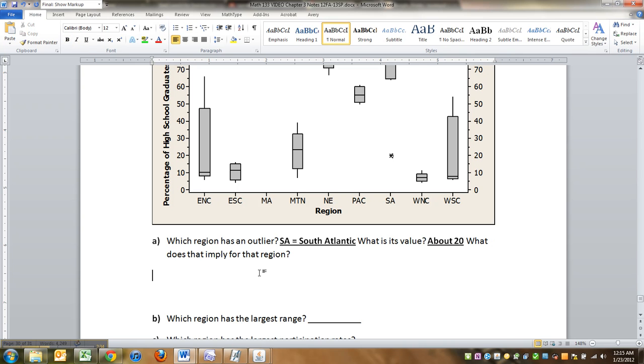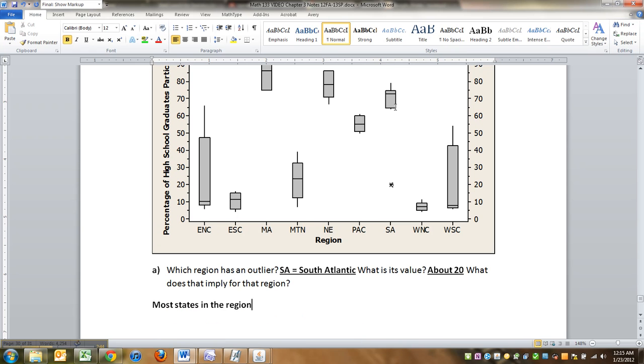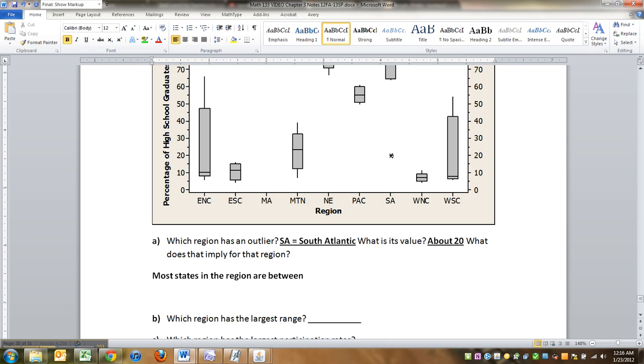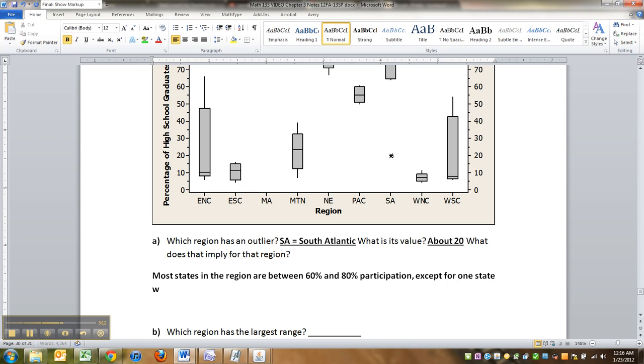All right, what does that imply for that region? Most states in the region, let's look at that, are between, looks like 60% and 80% participation. So meaning these South Atlantic states, you go to, I don't know, Georgia or whatever, and it's somewhere between 60 and 80, that kind of thing. Except for one state, which only has about 20% of high school seniors taking the SATs.